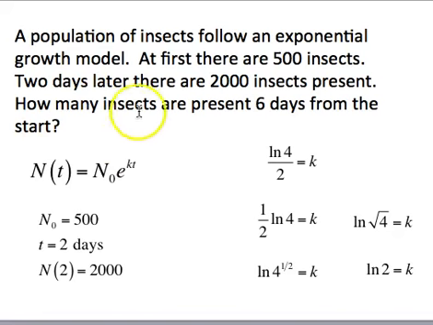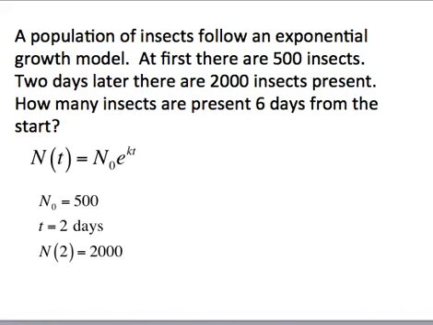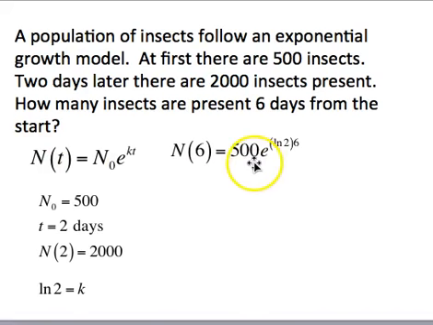So our goal is to get how many insects are present 6 days from the start, or n of 6. So this is the stuff we're given, and we've just found out that k is log 2. We want to know what n of 6 is. So my initial term is 500 e to the k. We simplified k to be log 2 times 6. But now e and natural log are inverse operations, so e to the log 2 is just 2.